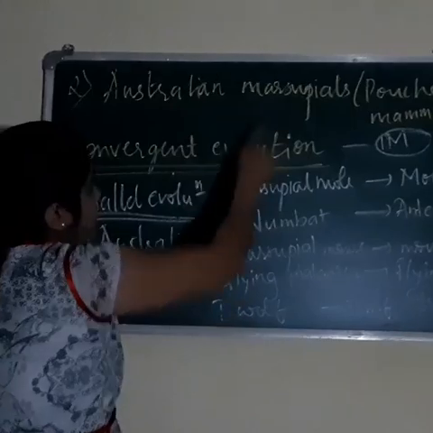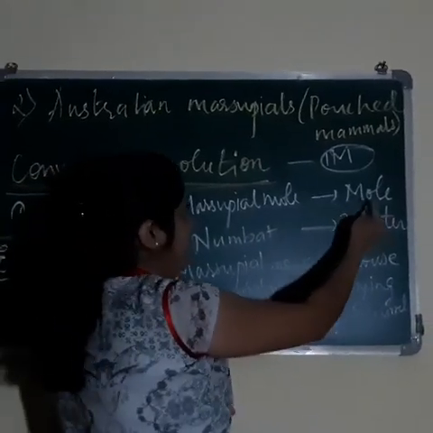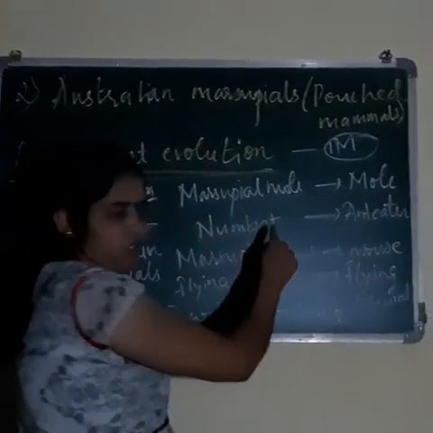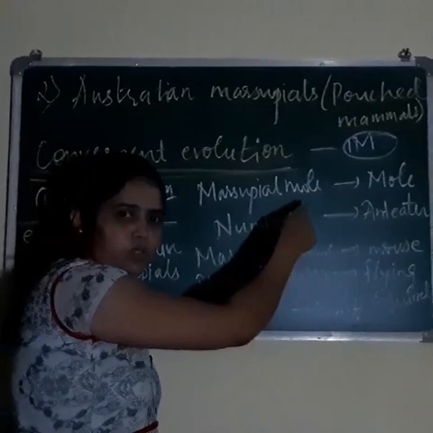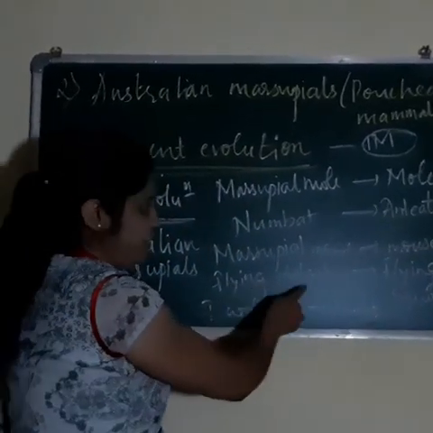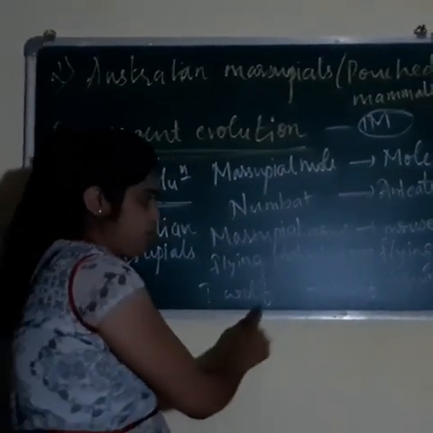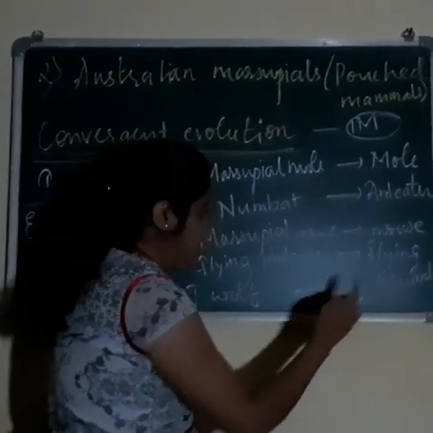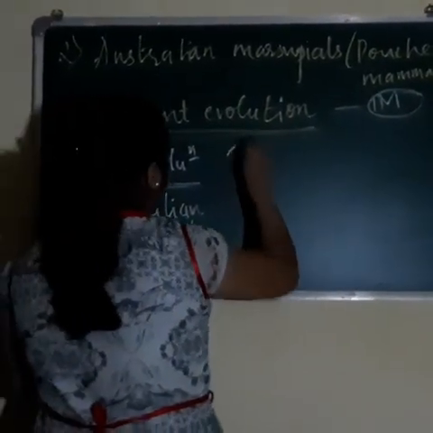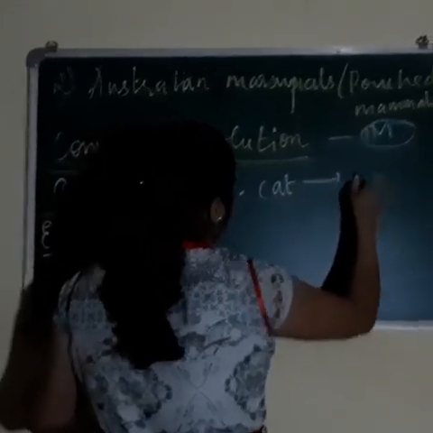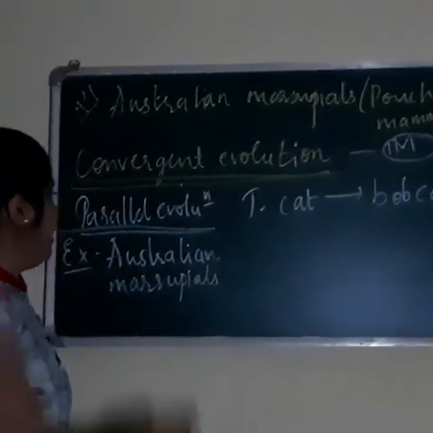For example, among Australian marsupials, the marsupial mole resembles the mammalian mole, and the numbat shows similarities with the anteater. Then the marsupial mouse shows resemblance with the mouse, whereas the flying phalanger shows resemblance with the flying squirrel, and the Tasmanian wolf shows resemblance with the mammal, that is the wolf. You can also give the example of the Tasmanian cat, which shows resemblance with the bobcat. Like this. So these are all examples for parallel evolution.